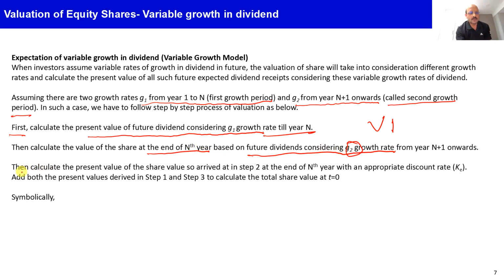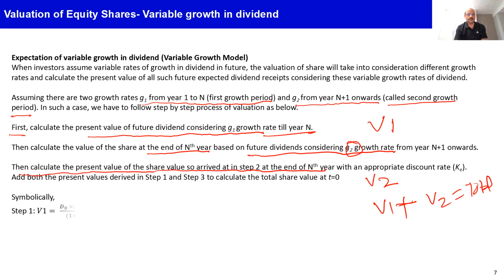And then the third step is to calculate the present value of the share value at the end of nth period. We have to calculate the present value of that in today's terms by discounting it at the required rate of return by the shareholders, and when we do the discounting, that is called V2. Simply we can add V1 plus V2 to get the total value of the shares.